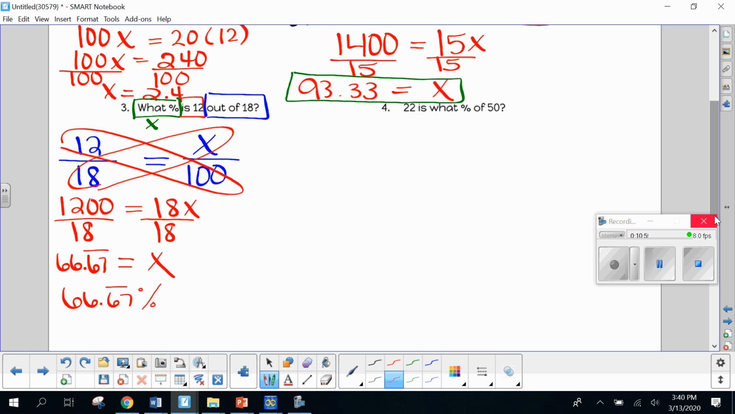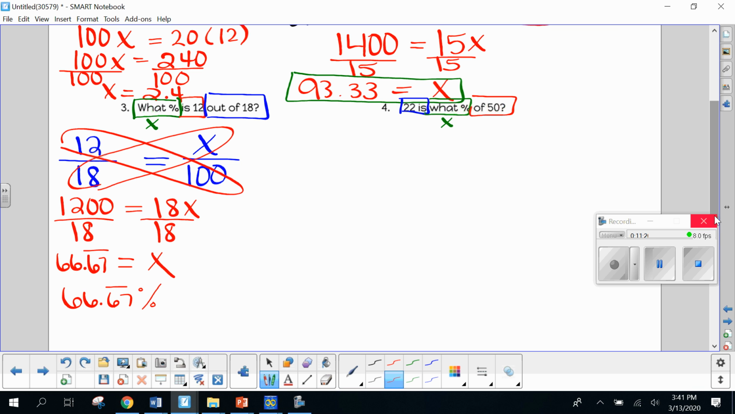All right, the last one I have, number 4: 22 is what percent of 50? All right, let's start with 22. 22 is what percent? This is where I'm going to have my x, of 50.